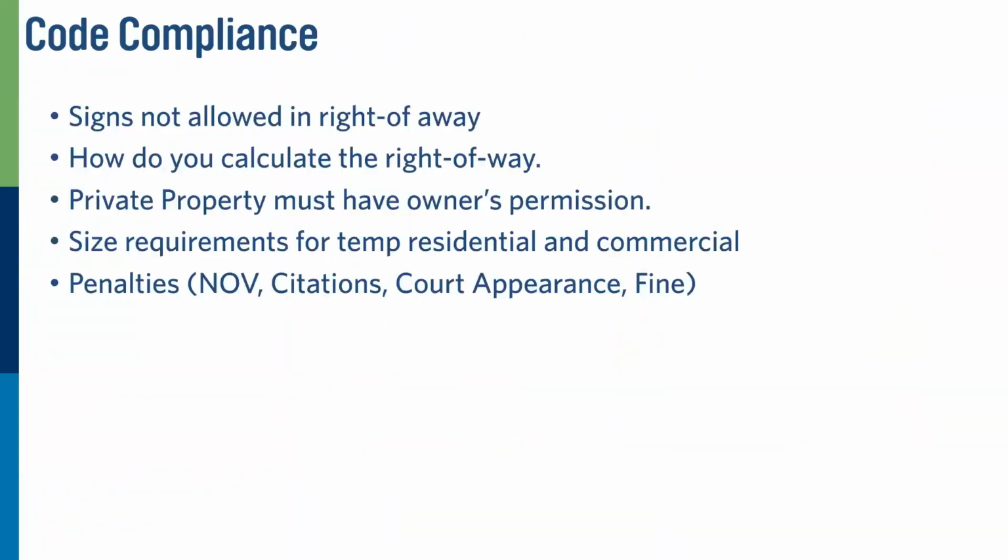So just in general, for code compliance, signs are not allowed in the right of way. How do you calculate the right of way? It's kind of hard because that is site specific. You may have a 50-foot right of way, you may have a 75-foot right of way. Nobody really knows. But as a general rule, just make sure you're behind the sidewalk and the telephone poles in a nutshell. If you're behind all that, we're probably going to leave you alone, even though it may not be 10 feet. We're not necessarily going out there with a tape measure and measuring every sign. That's not what we're about.